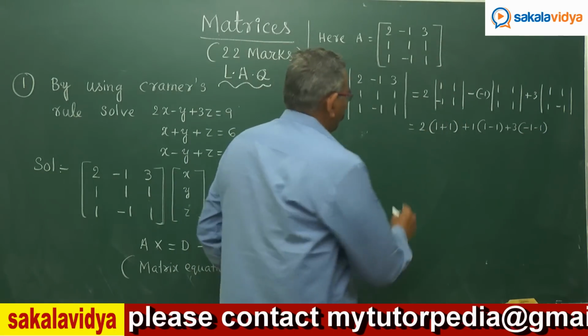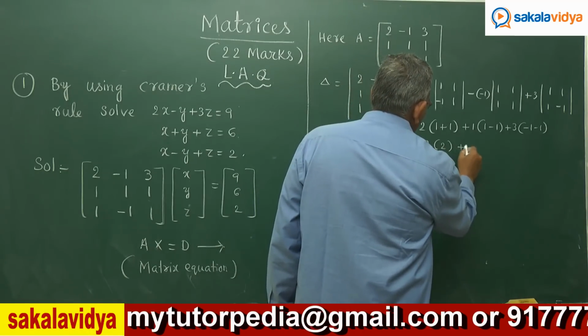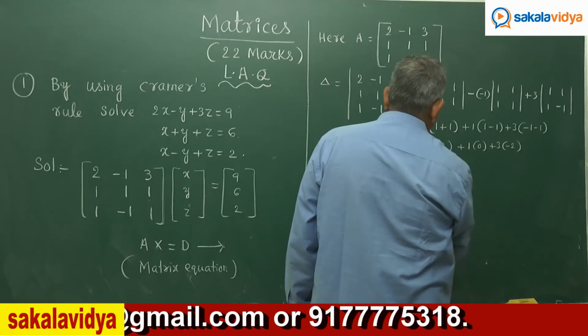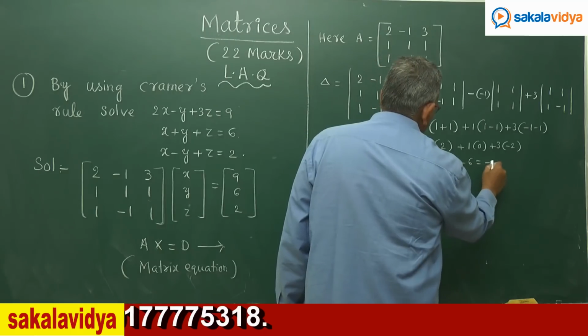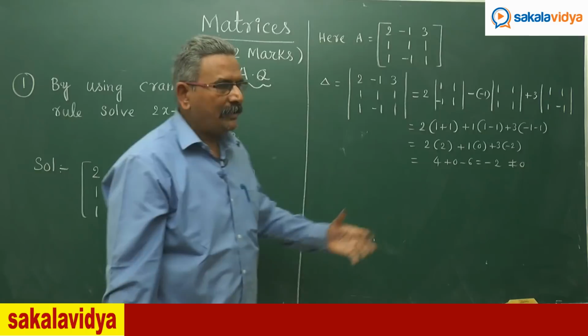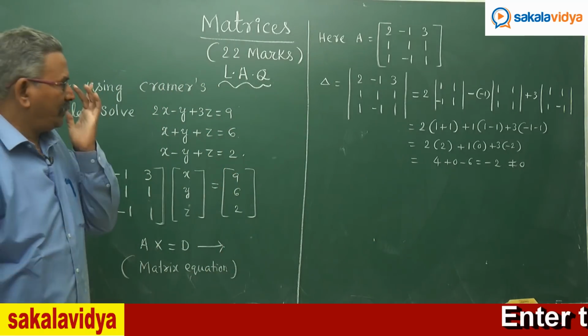So, this we can write as 2 into 2, plus 1 into 0, plus 3 into minus 2. Am I correct? 4 plus 0 minus 6. So, this equals minus 2. It is not equal to 0. So, that means it has a solution, otherwise it does not possess a solution.